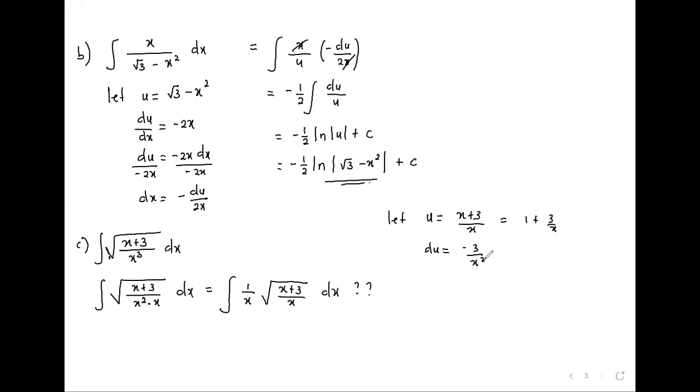Sir, for the first one, what did you let u be? We say that whenever the difference of powers of x between the numerator and the denominator is 1, the one with the higher power is what we call u. And then when you differentiate it, we'll have the one with the lower power.